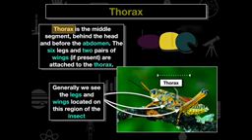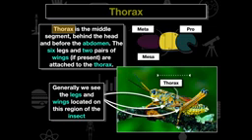Now, we can actually break the thorax into 3 separate parts here. We're going to have the pro-, meso-, and meta- sections of the thorax. And when we discuss legs and wing structures, there are going to be specific parts of the thorax where we're going to see them grow.